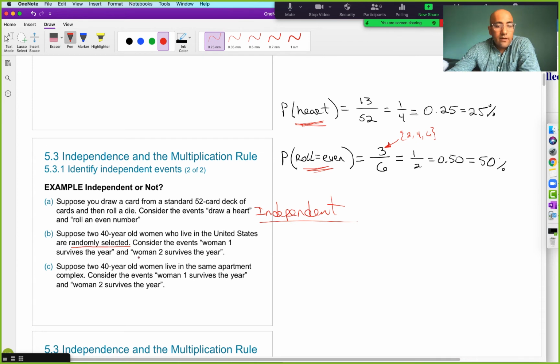Right? If during the middle of the year, we let this person know, hey, by the way, it turns out the woman number 1 died, it doesn't affect this person's chance of surviving the year at all. Right? It doesn't matter. They're unconnected. Right? So these have to be independent as well.